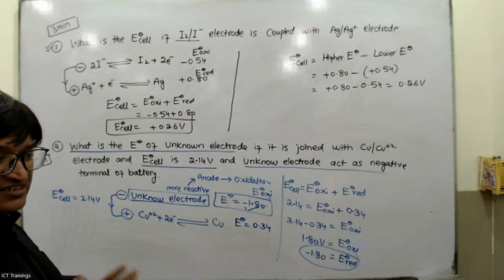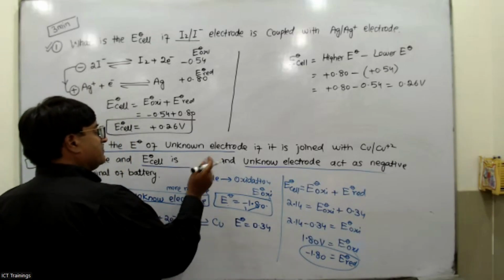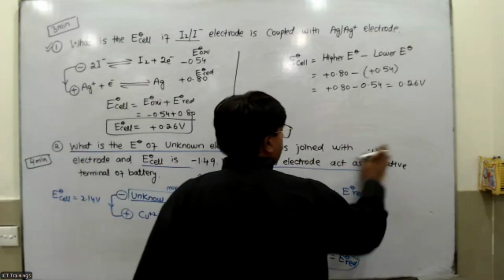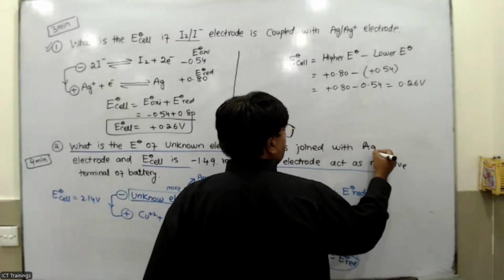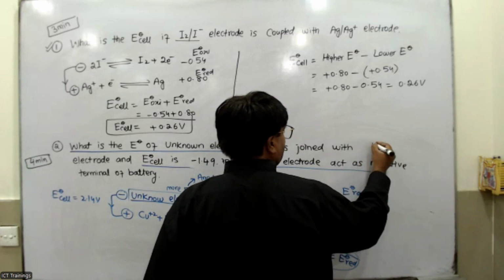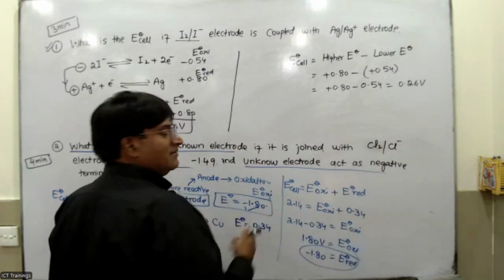So you have to do the same question, and what I'm going to do is change the values up here. I'm writing up here minus 1.49. And here I'm going to write something else, Cl2 and Cl minus, instead of Ag positive. Now do the same question again.